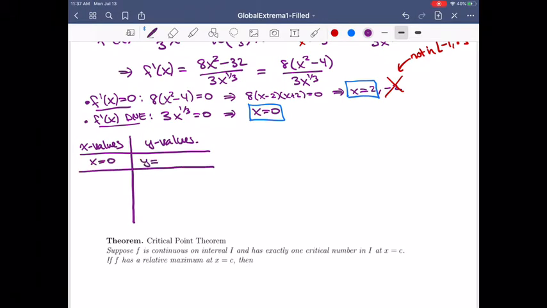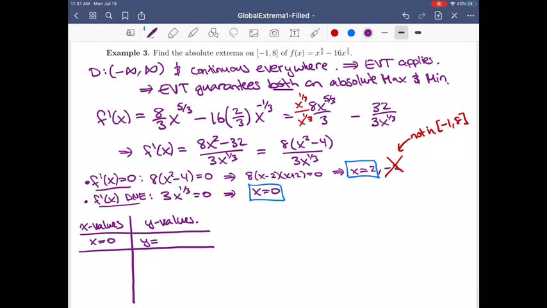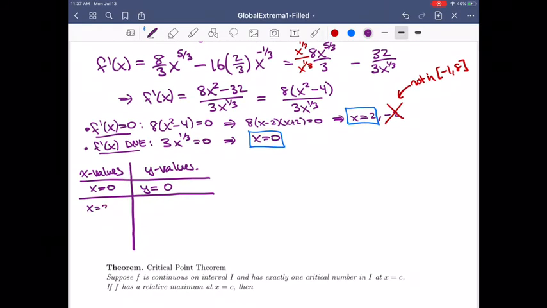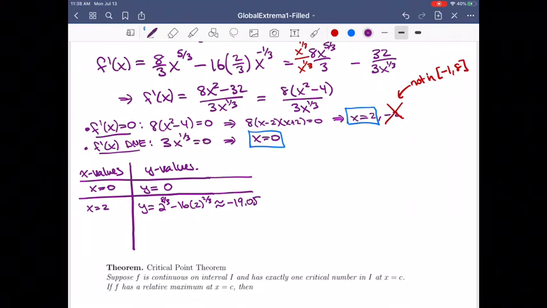Okay, so then y is going to be, so now I have to go to my original function. So y is going to be 0 here because that one's easy to do. And then when I have x equals 2, y is going to be 2 to the 8/3 minus 16 times 2 to the 2/3. Okay, this is not a nice number, but if you compute it, it's approximately negative 19.05. So these are my critical numbers that are in the interval.